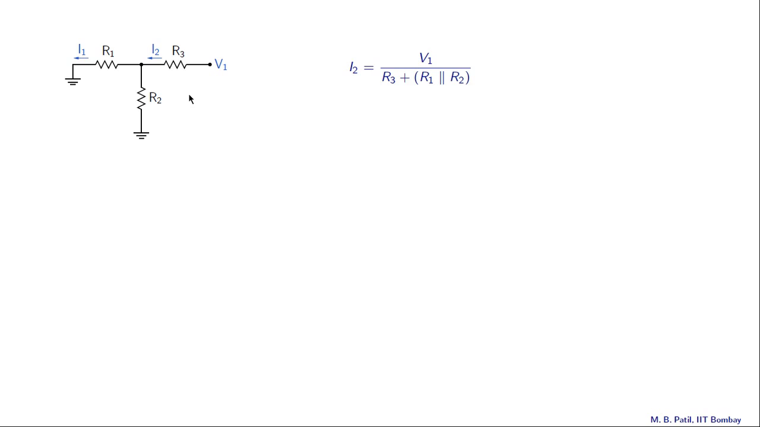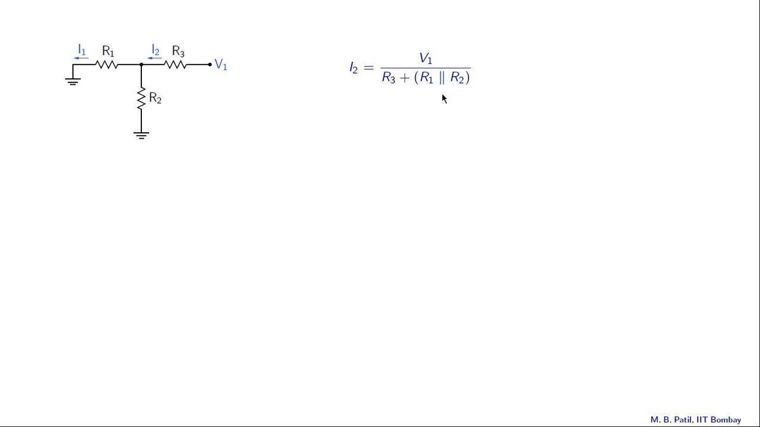Let us look at I2 first. Now in this circuit, R1 and R2 are actually in parallel because this node is common and that other node is also common. Therefore, the net resistance seen from here is R3 plus R1 parallel R2. So therefore, I2 is V1 divided by R3 plus R1 parallel R2.